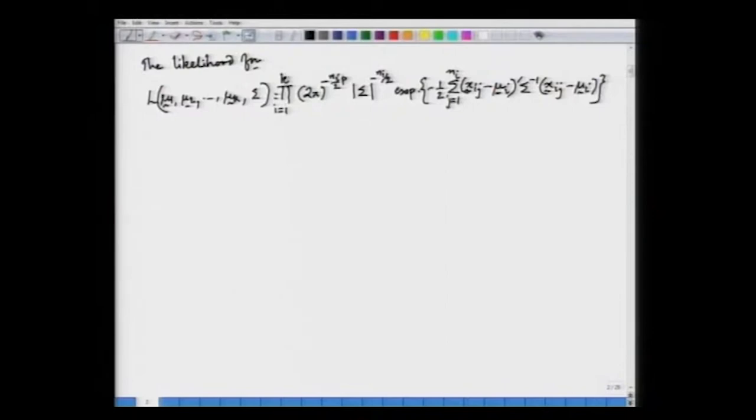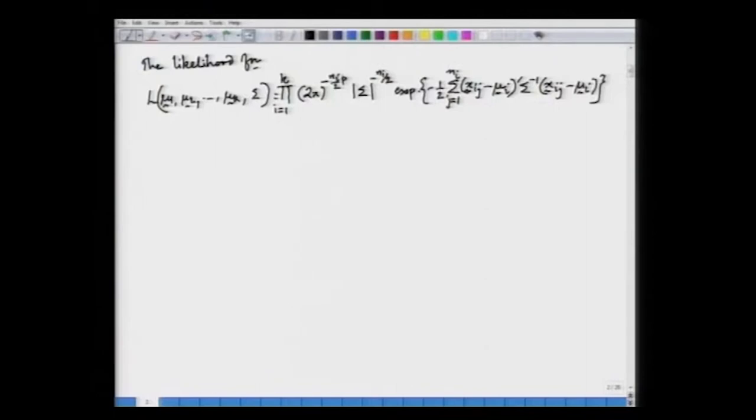So, as a final step, we consider the product of these over i going from 1 to k. That is the only difference. We are using two subscripts for the observations. We have a different mean vector in every population, so it is mu_i, and we consider the product over k such populations. So, let us concentrate on the denominator part where we do not have any restrictions. We have got to maximize this likelihood function to get the MLEs of these parameters.